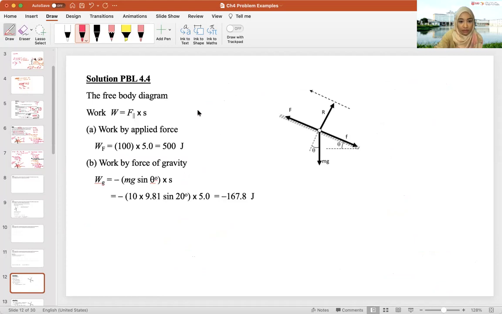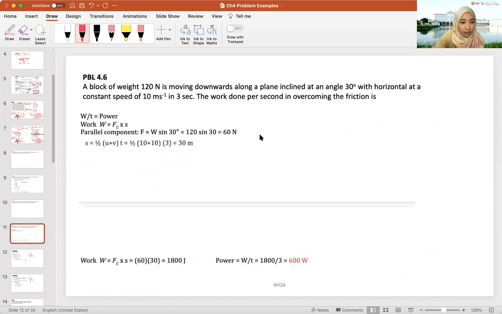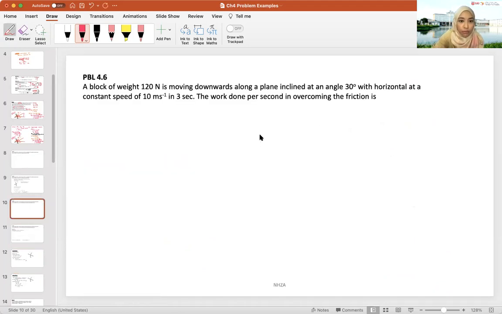Betul lah, okay. So this is the same. This is the same, work done by gravity. This is 147.9. This is 8, kurang lah. Some error because of decimal places, it's normal.